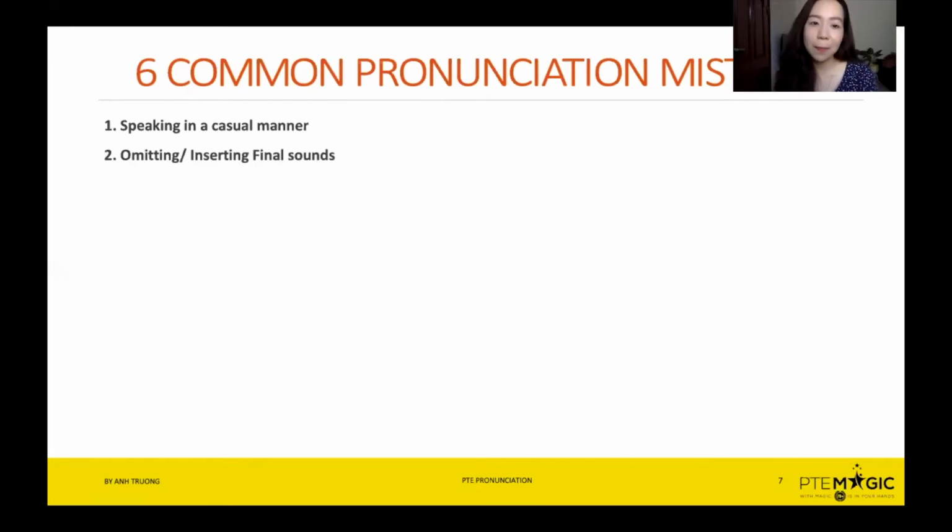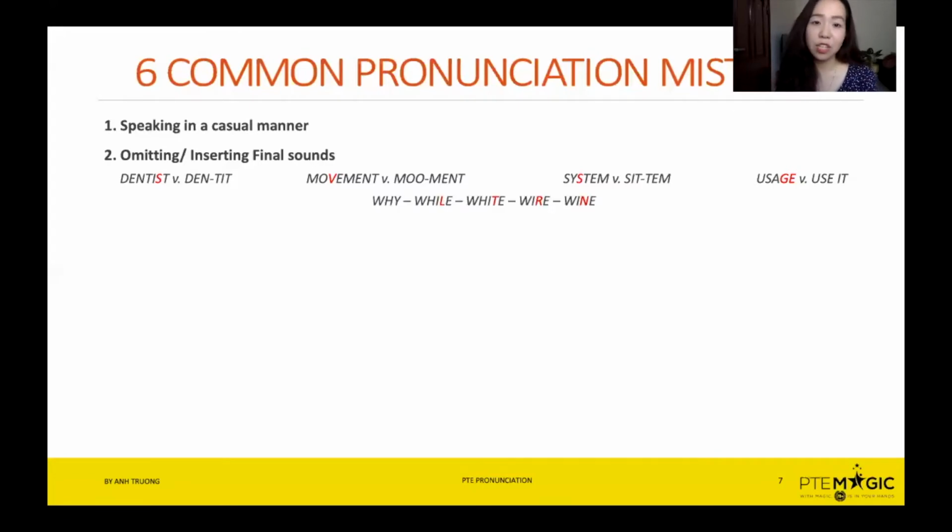The second mistake is omitting or inserting final sounds. This could be the reduction or insertion of the final sound of a syllable or a word. While some people may have the tendency to omit the final sounds of words, so dentist becomes dented, movement becomes move, system becomes syste, or usage becomes just usa. Some others accidentally add s to a lot of the words unnecessarily. Both of these mistakes give you away as a non-native speaker with an intrusive foreign accent. It's going to cause massive misunderstanding as well. Imagine why, while, white, wire, and wine all sounding the same.